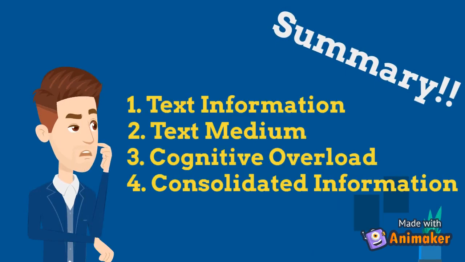To summarize the definition of terms discussed, a very simple explanation is needed. Number 1. Text information. Text information is a non-fiction writing written with intention of informing the reader about a specific topic. Number 2. Text medium. Text medium is everything that has text written on it, or a vessel that communicates text information to a receiver.